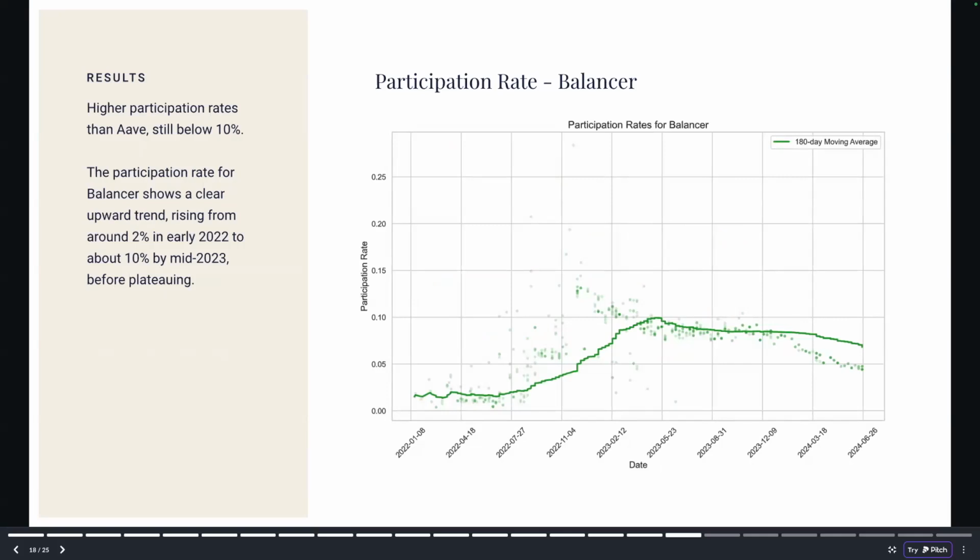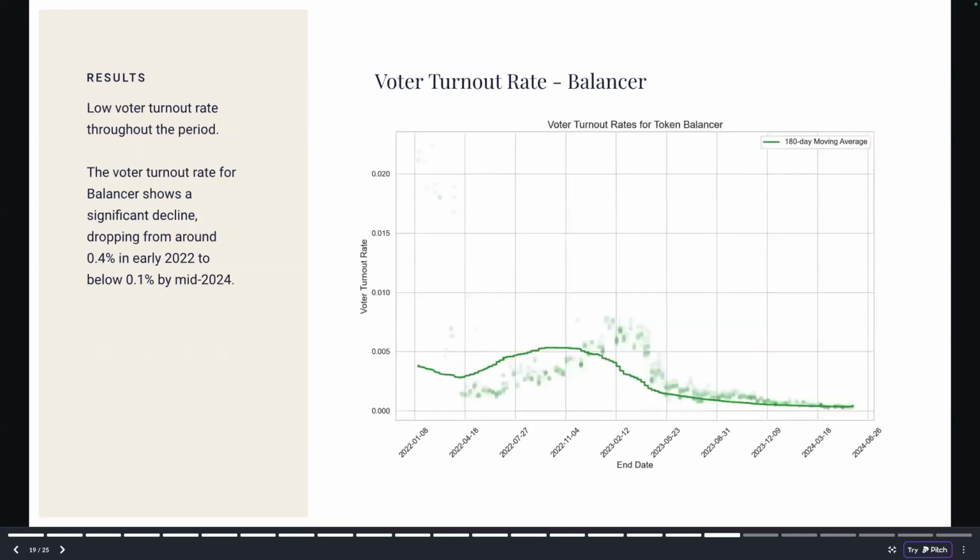Just to show you another example, Balancer, for example, here we have a bit higher of a participation, reaching up to 10%, but still very low voter turnout rates.